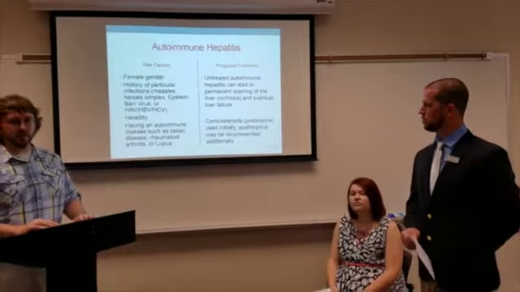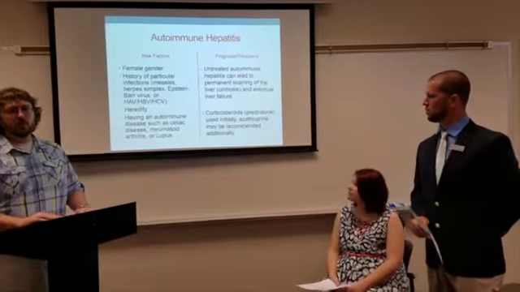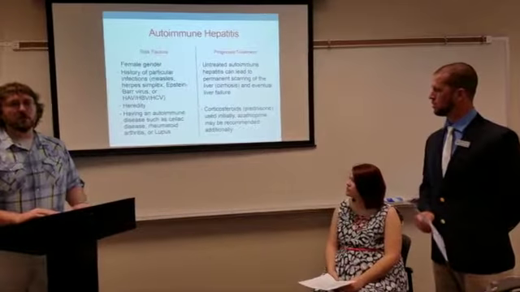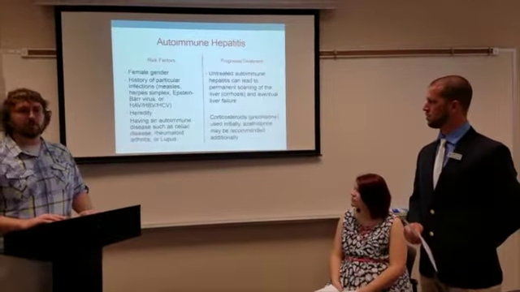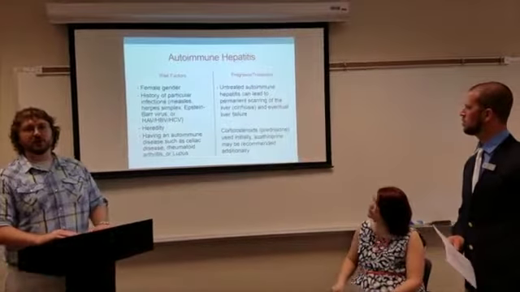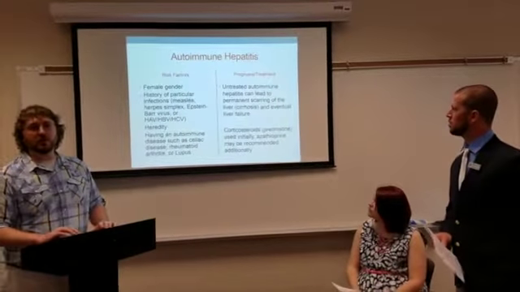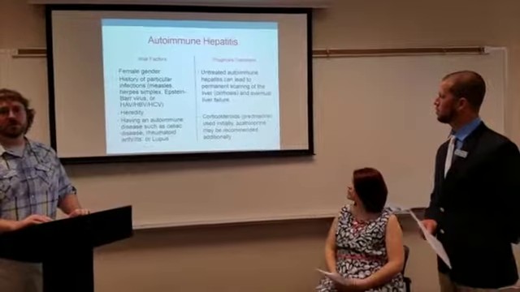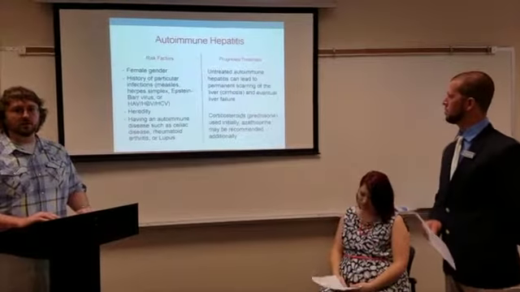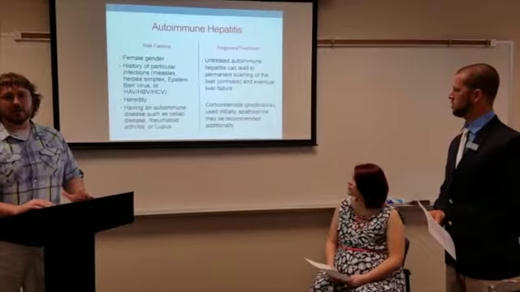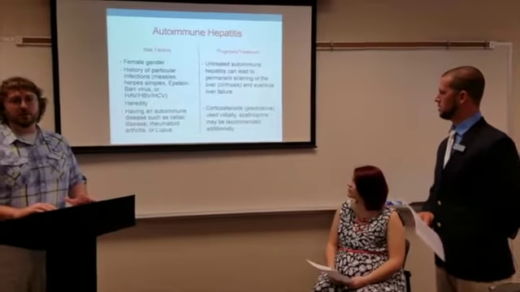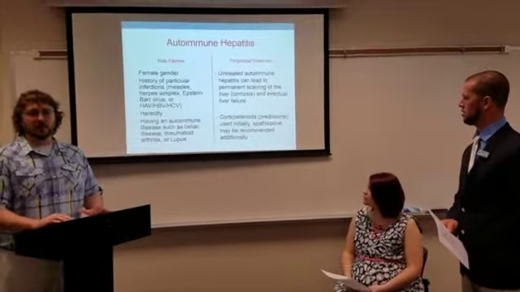It can also be hereditary, or it can be caused by having an autoimmune disease such as celiac disease, rheumatoid arthritis, or lupus. Prognosis and treatment. If left untreated, autoimmune hepatitis can lead to permanent scarring of the liver and eventual liver failure. Corticosteroids such as prednisone are used initially, and azathioprine may be used and is recommended additionally.